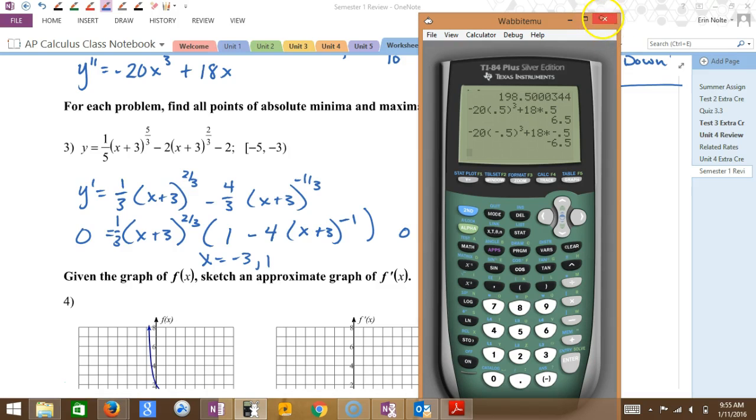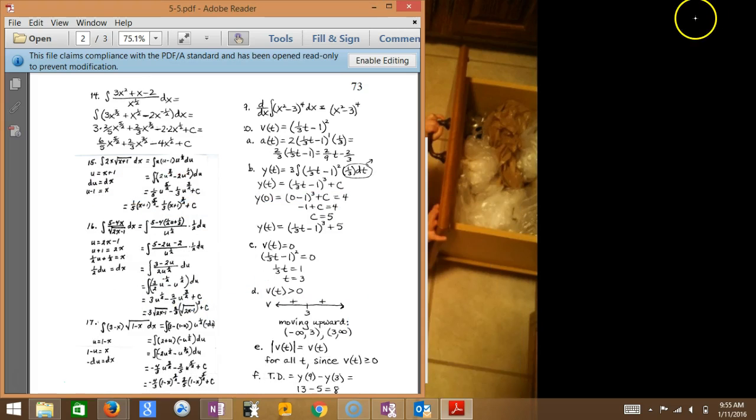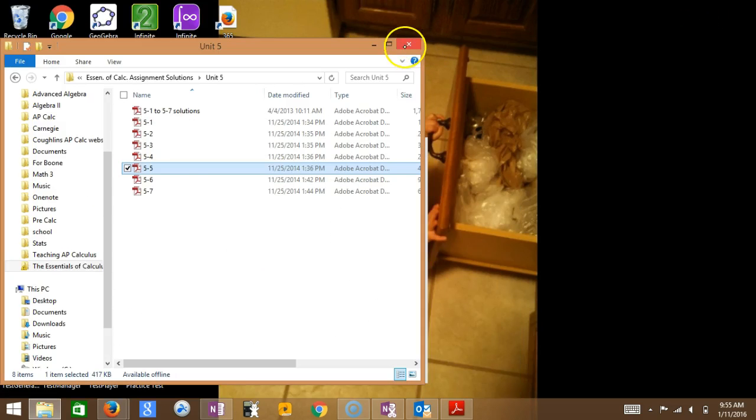Okay, so I have to pull up the fancy one. This takes a little while on this tablet to pull up.